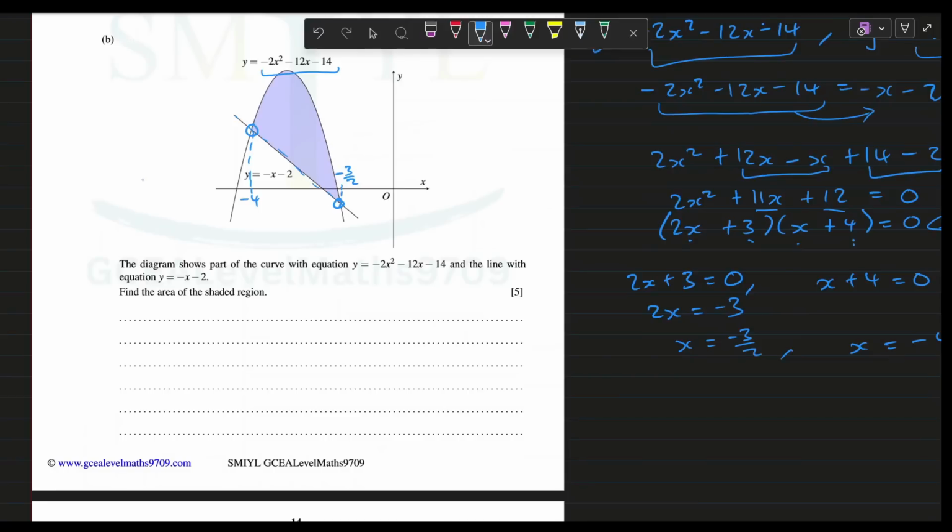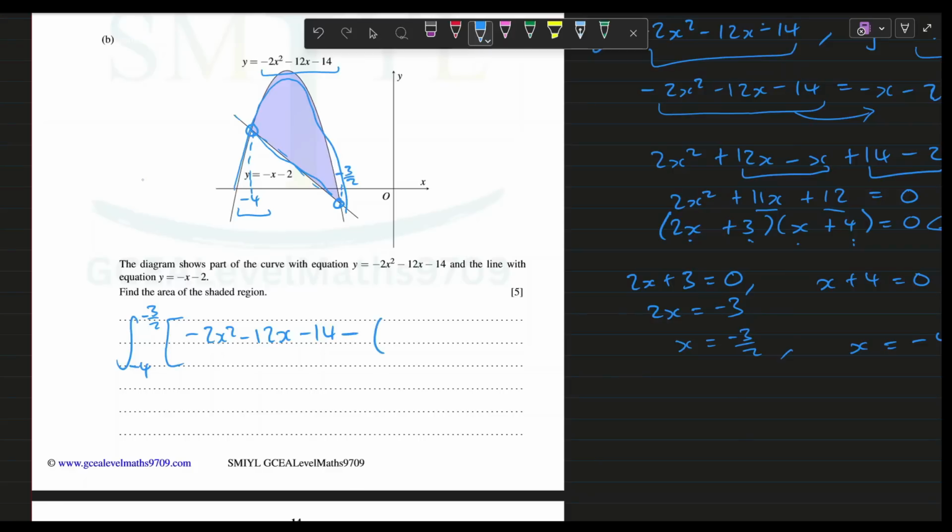Now that we know our x coordinates at the points of intersection, we can go ahead and integrate. Alright, so this means we are integrating from our lower limit, which is negative 4, all the way up to our upper limit, which is negative 3 over 2. And we are integrating, it's going to be our curve, because the curve is on top, we want the area under the curve minus the area under the line. Okay, so it's going to be negative 2x squared minus 12x minus 14, that's the curve, minus the line.